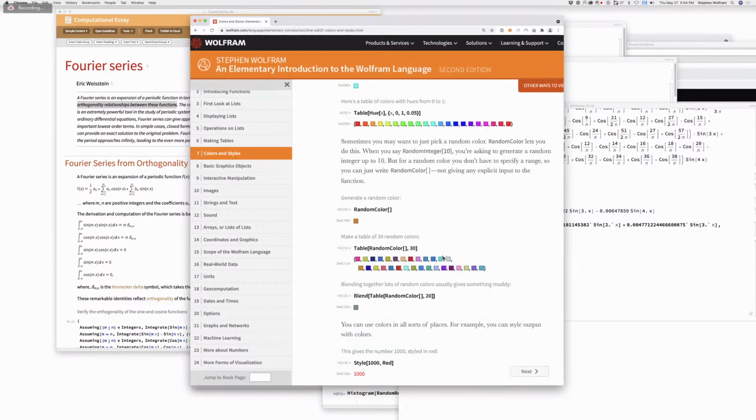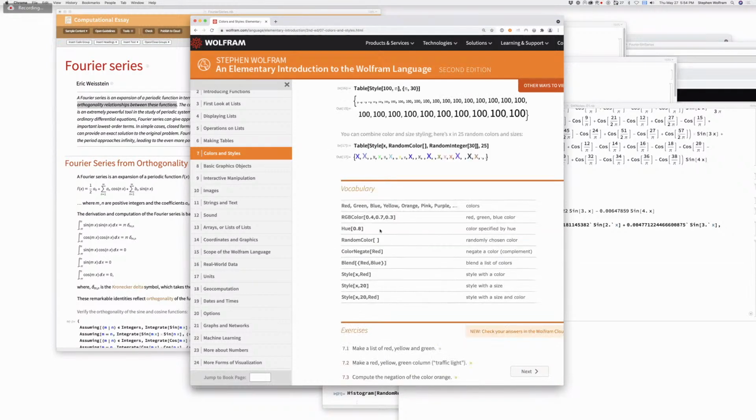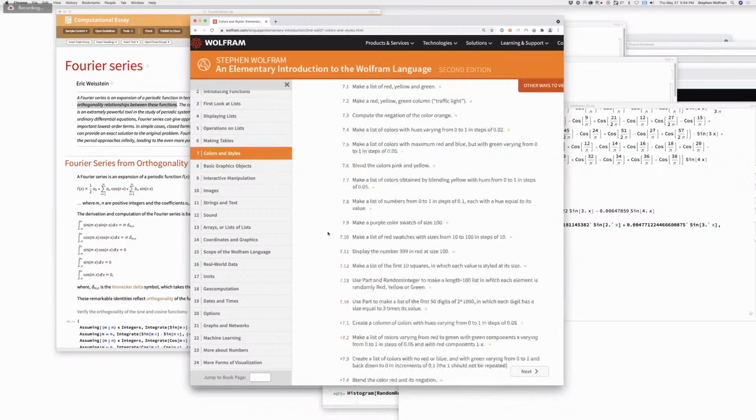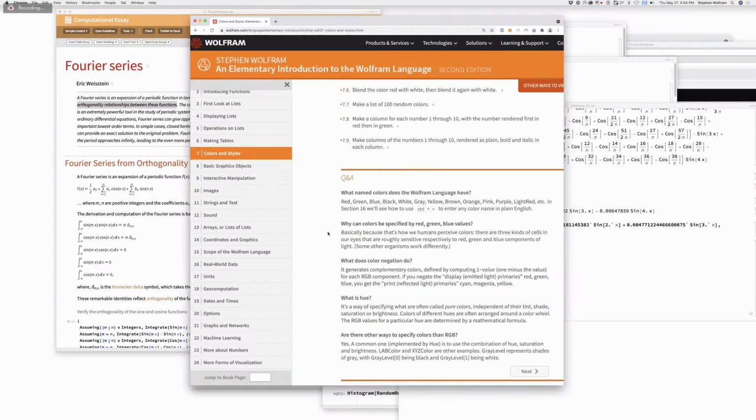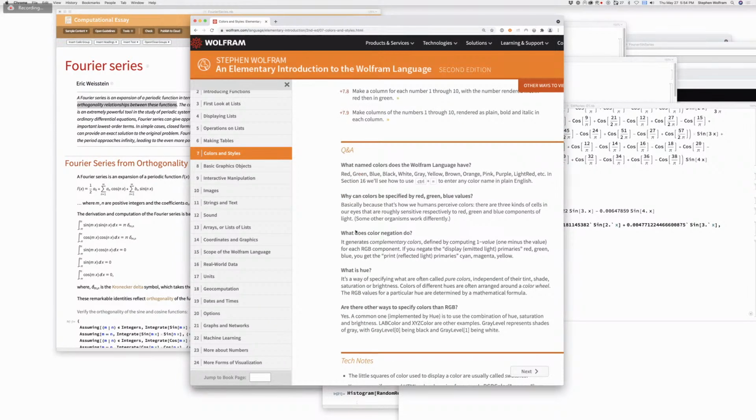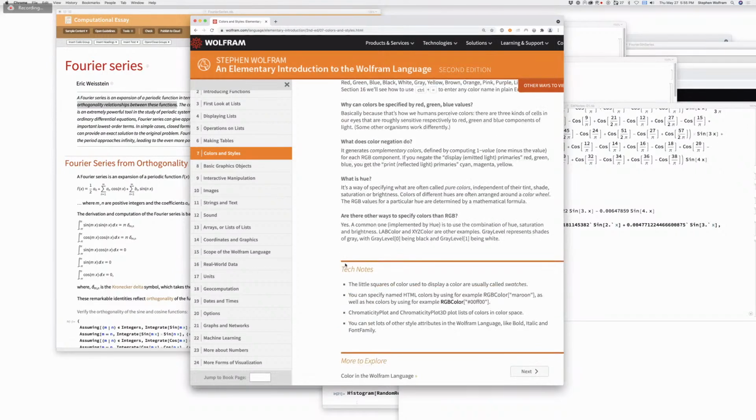Now what I invented for this was this vocabulary section. I don't know how successful that's been. That's sort of a summary. Exercises. That was weird, but okay. Q&A was another important section, and then tech notes.